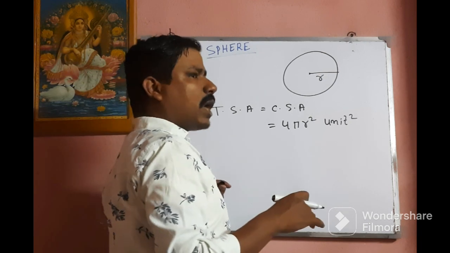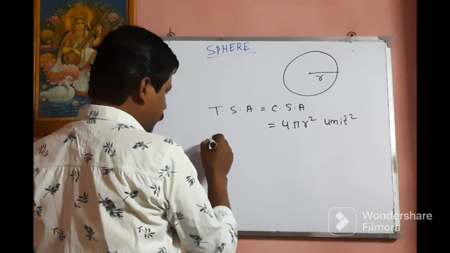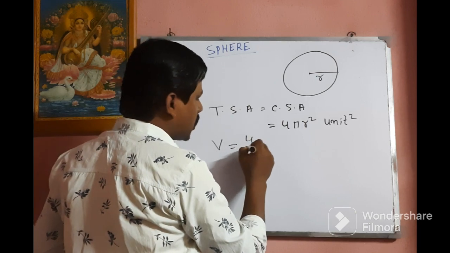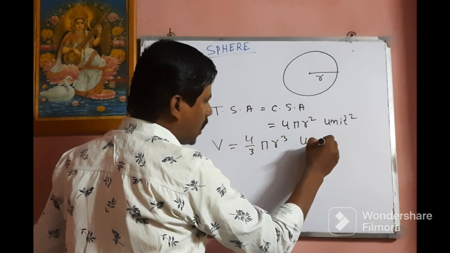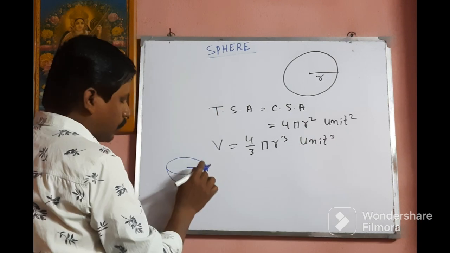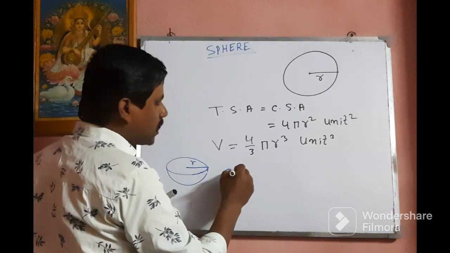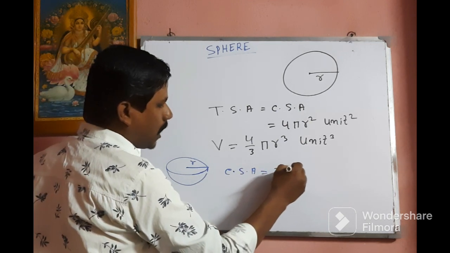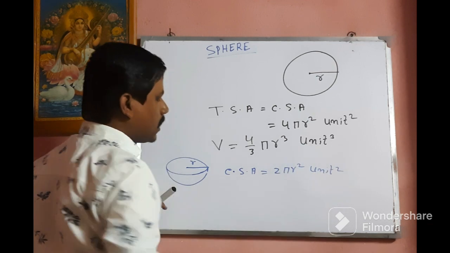For the solid hemisphere, this will be the difference. Now the volume is equal to 4 by 3 pi r cube, and this will be the unit cube. If we discuss the hemisphere and the radius is r, then the curved surface area of the hemisphere will be 2 pi r square, and this will be the unit square.